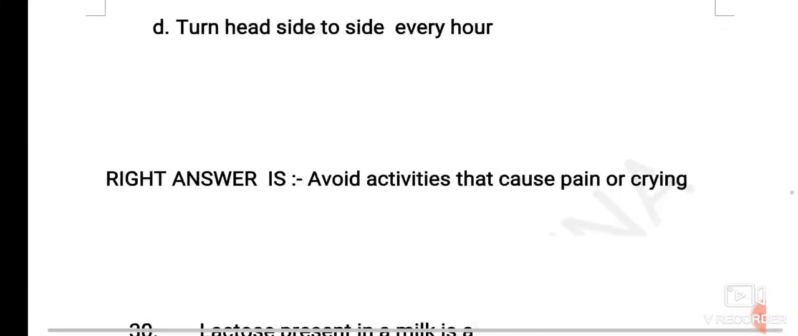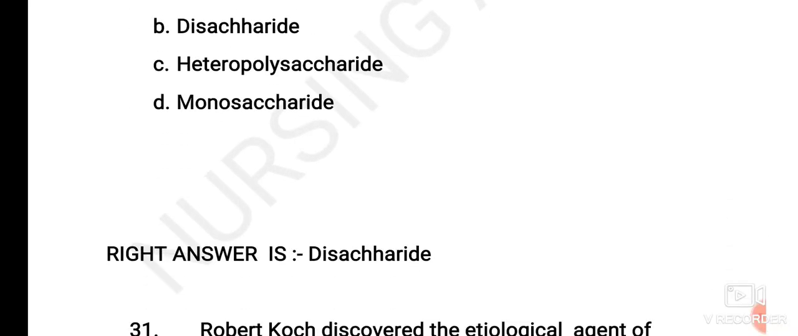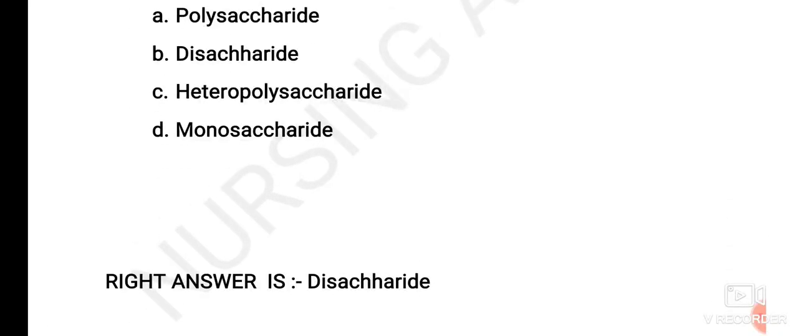Next question. Lactose present in milk is a polysaccharide, disaccharide, heteropolysaccharide, or monosaccharide. So, the correct answer: lactose present in milk is a disaccharide.